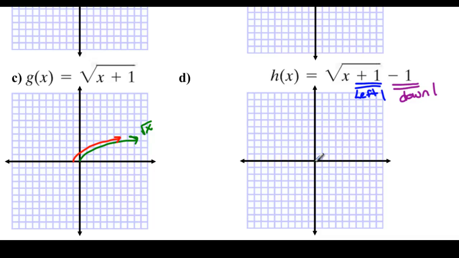So we're starting with our original graph of our square root of x. And we need to go to the left 1, and we need to go down 1. So that's going to be our new graph of the square root of x plus 1 minus 1.